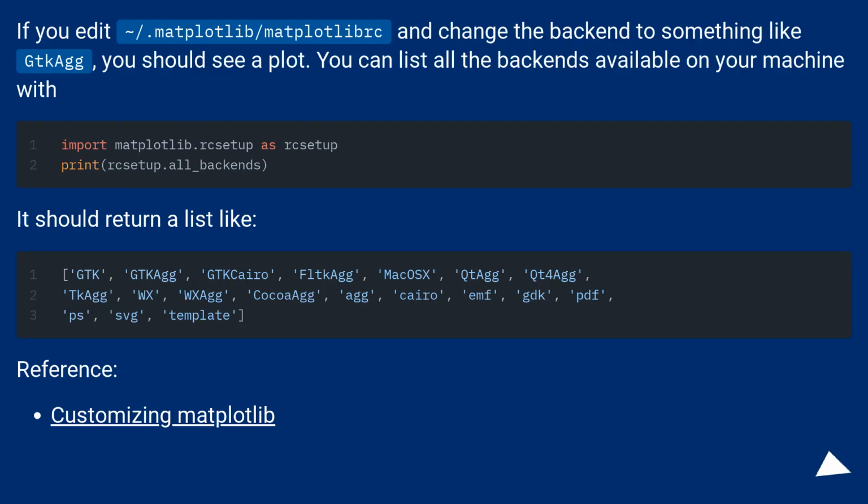If you edit .matplotlib/matplotlibrc and change the backend to something like Agg, you should see a plot. You can list all the backends available on your machine with. It should return a list like. Reference: Customizing matplotlib.